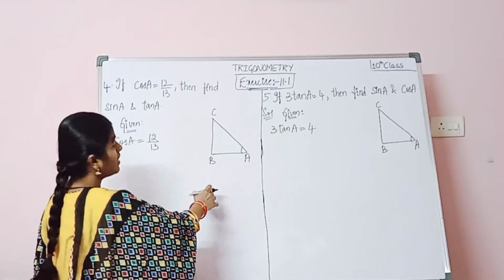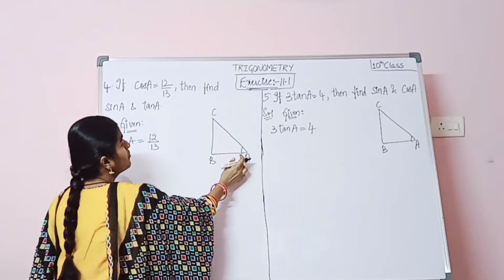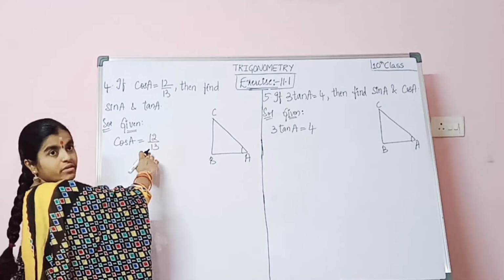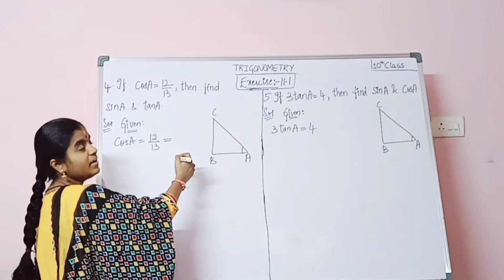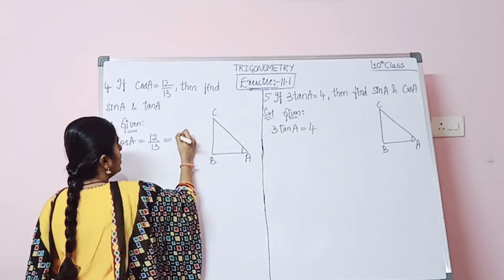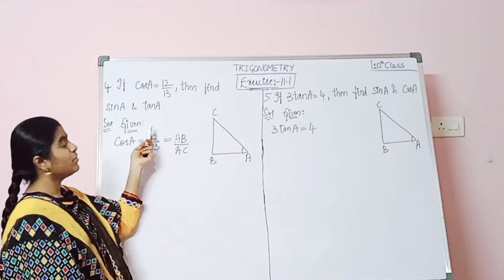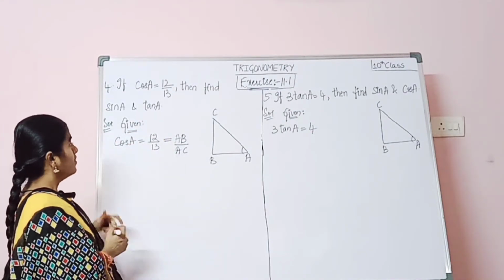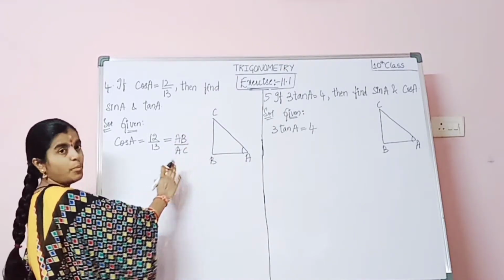Now let us consider a right angle triangle. Angle is given at A. So triangle ABC. So now cos A value is given. What is the value of cos A? 12 by 13. That is adjacent side by hypotenuse. So what is adjacent side here? AB by hypotenuse AC. Cos A value is given. Now we have to find sin A and tan A value. So here adjacent side is given, hypotenuse is given. Now opposite side is not given.